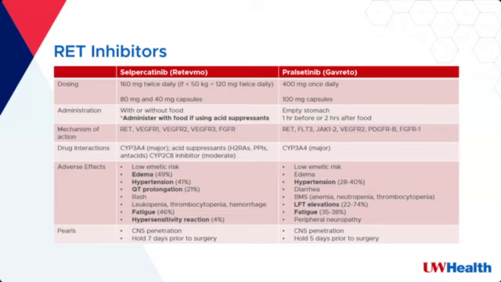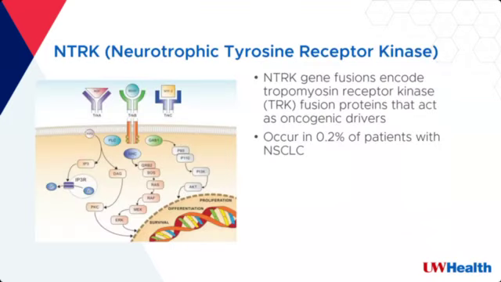And then we have pralsetinib or Gavreto, dosed at 400 milligrams once a day on an empty stomach. Again, a variety of targets outside of RET with potential for drug interactions. Most common side effects include hypertension, LFT elevations, and fatigue. Also has CNS penetration and needs to be held prior to surgery.